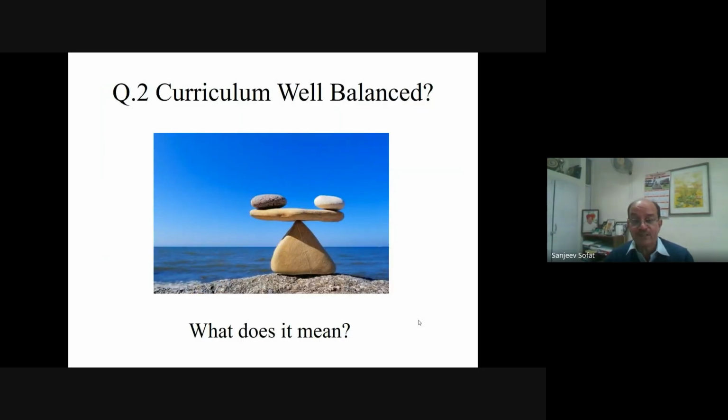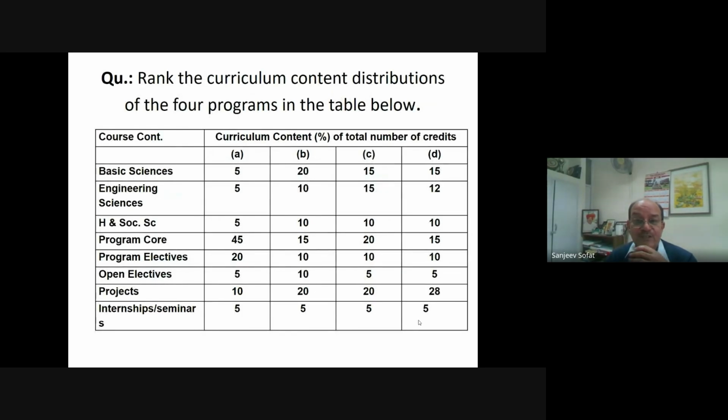Next, is the curriculum well balanced? Knowledge is vast, but is it balanced or not? This is what is to be seen. Now let's say these are the curriculum contents, with the percentage of total credits. You have to tell me, in your opinion, which is a balanced curriculum in this aspect.